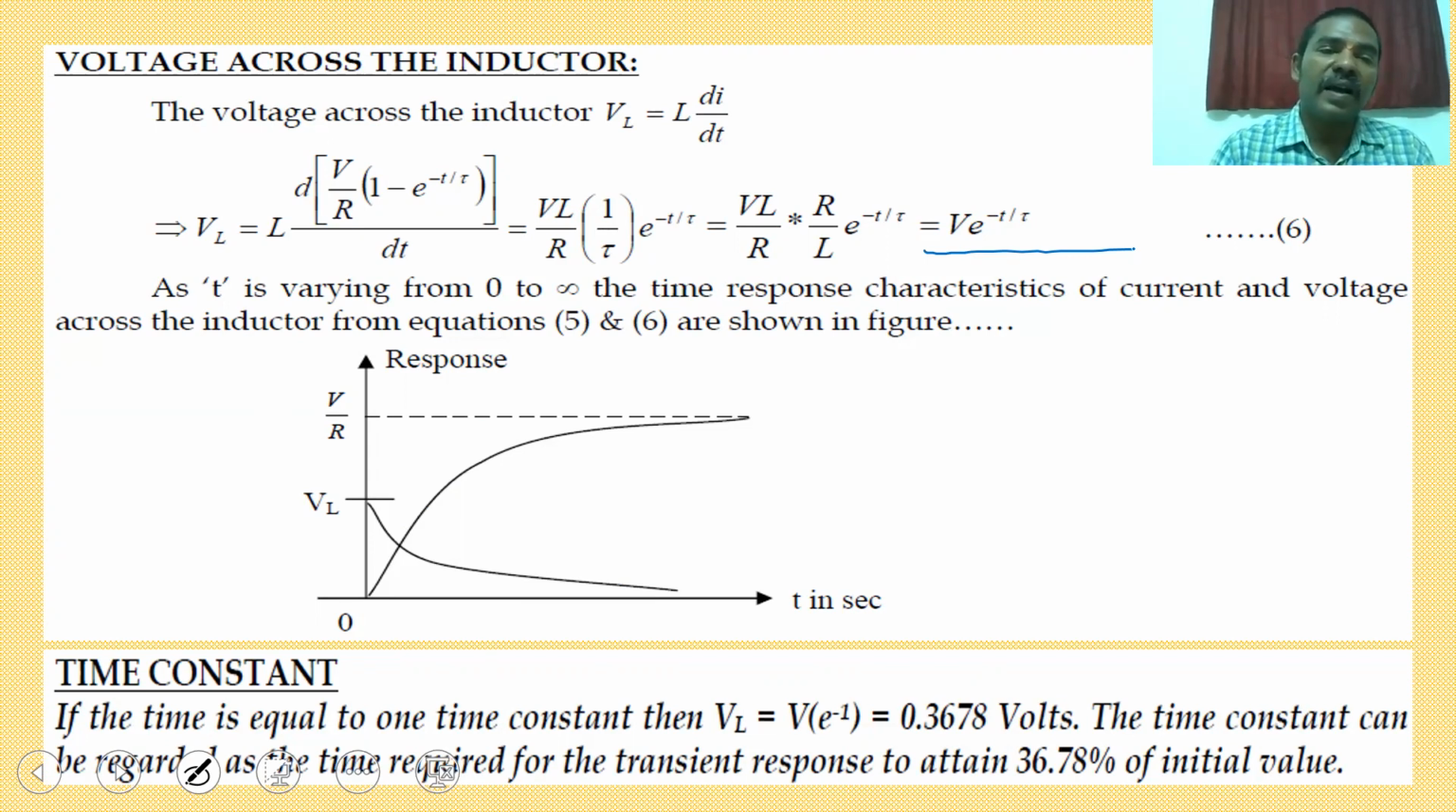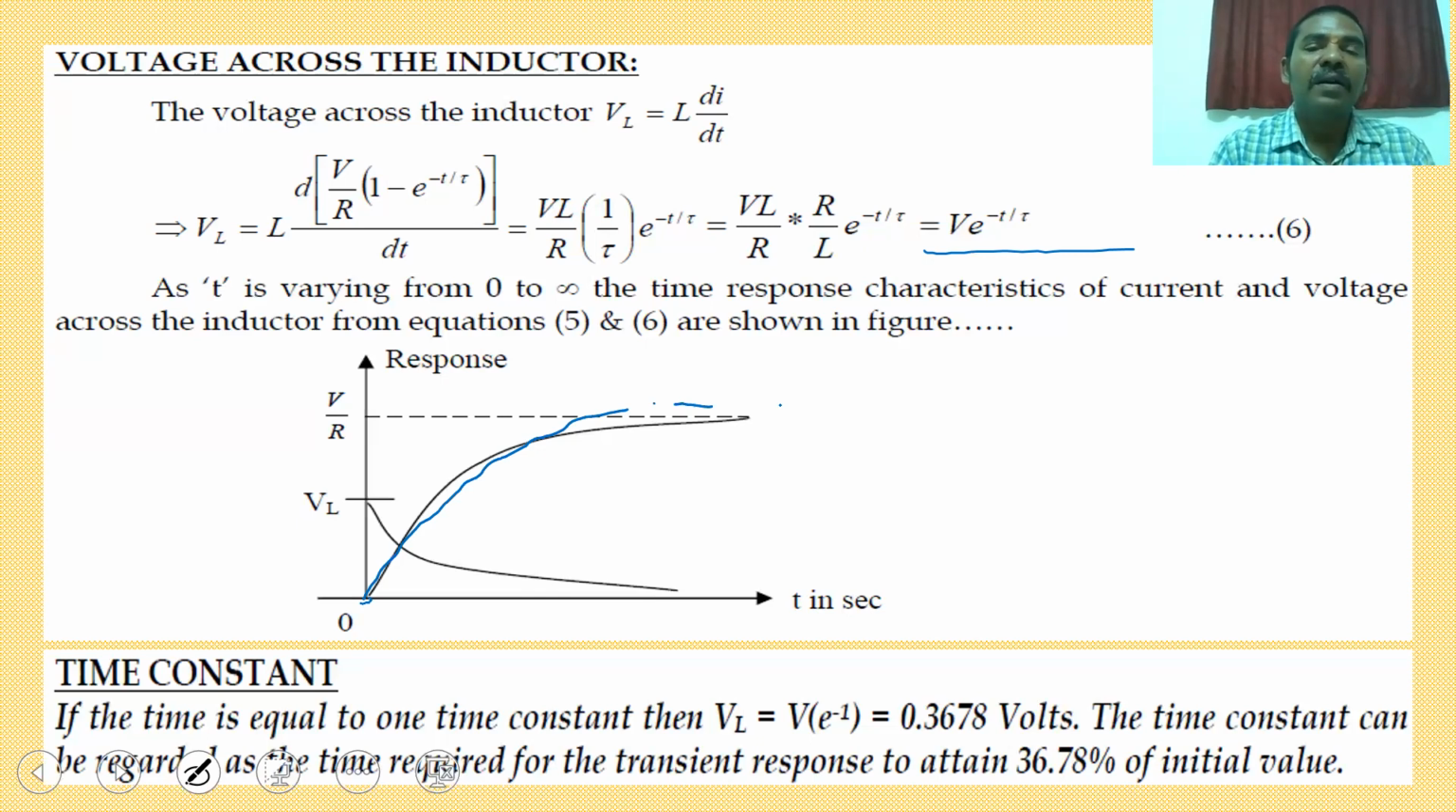So here the current is V by R (1 minus e power minus t by tau), and the voltage drop across the inductor is V e power minus t by tau. So here if you substitute t is equal to 0, the current starts at 0, and gradually as the time increases, the current value also increases up to a maximum limit of V by R. So that is one time constant.